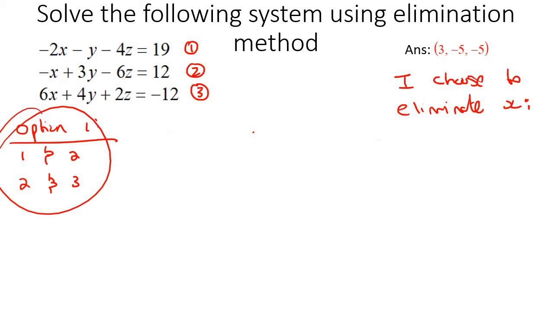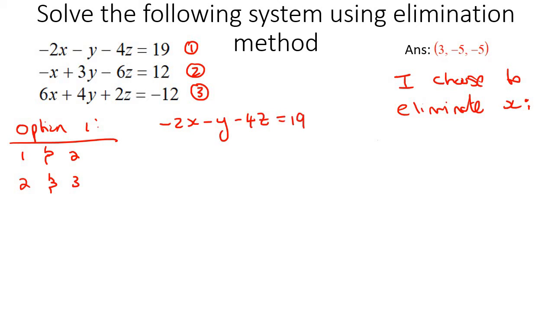So I'm going to first start with equation 1 and 2. I'm going to write equation 1 and 2 above each other. So that's going to be minus 2x minus y minus 4z equals 19. And then equation number 2 is minus x plus 3y minus 6z equals 12. Okay, what we're now going to do is, we said I choose to eliminate x. So I want you to do whatever you need to do to eliminate the x's. So I'm going to multiply this equation by 2. I'm going to take this entire equation and multiply everything by 2.